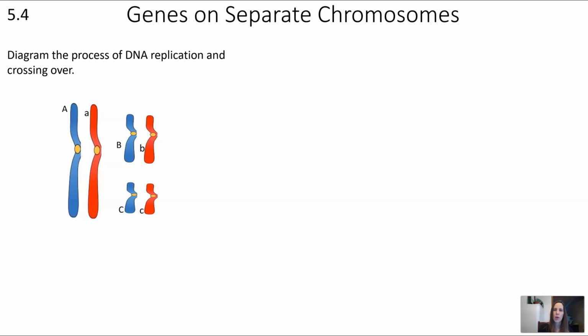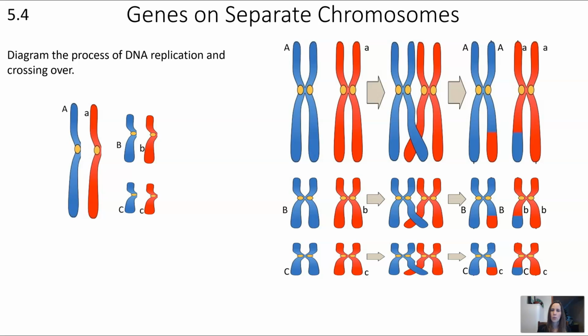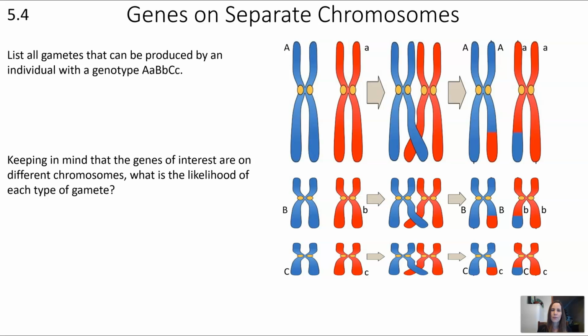So diagram the process of DNA replication and crossing over. On the right, you can see what happens when we have our DNA replicated and then crossing over. So we get an exchange of information on the non-sister chromatids. I want you to list all of the gametes that can be produced by an individual with a genotype of big A, little a, big B, little b, big C, little c, assuming that all of these are on separate chromosomes. So keeping that in mind, what's the likelihood of each type of gamete?